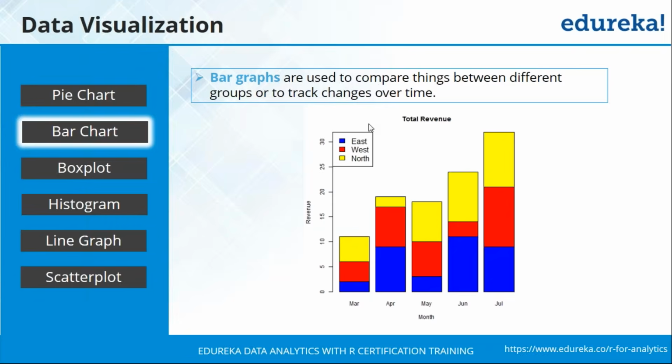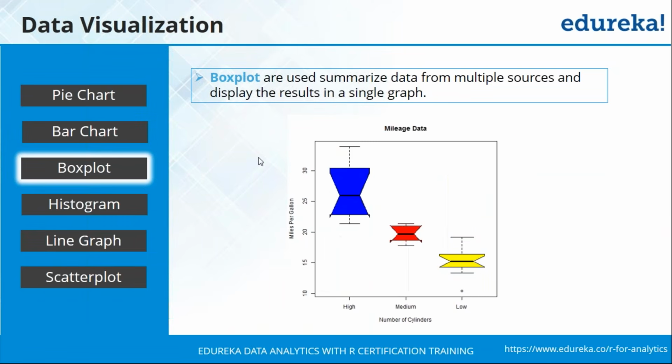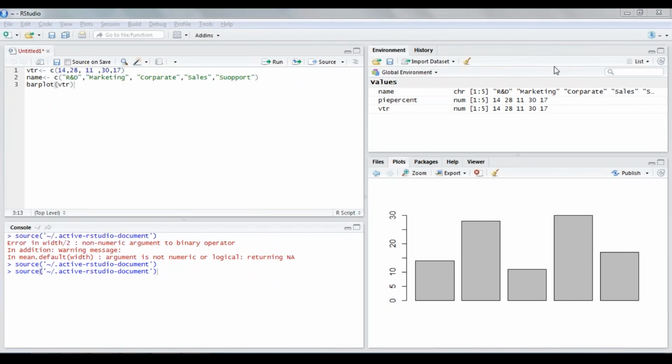Now, apart from the bar chart, you can also plot a box plot. When you talk about a box plot, this is mainly used to summarize the data from multiple sources and display the result in a single graph. When you summarize the data from different graphs, it becomes a problem to use any other representation to understand better the difference or the change. So your box plot definitely helps you achieve that. Let's modify the same code to create a box plot.